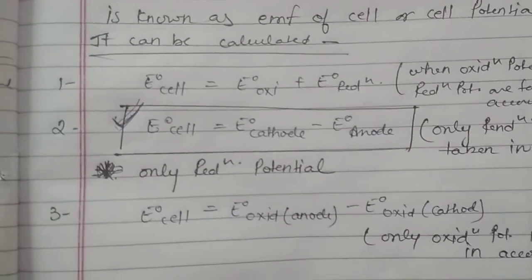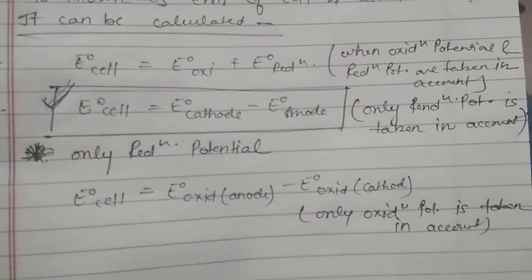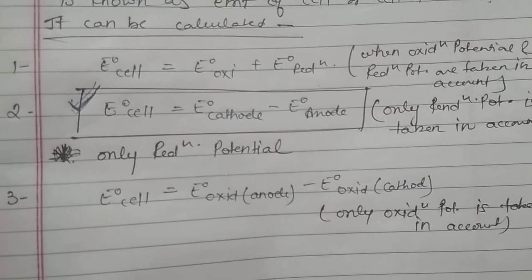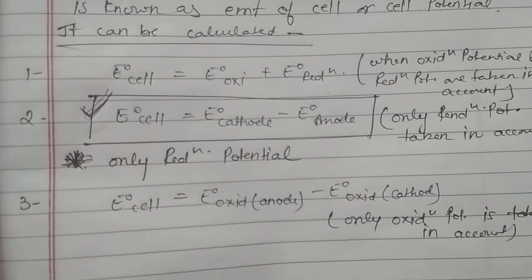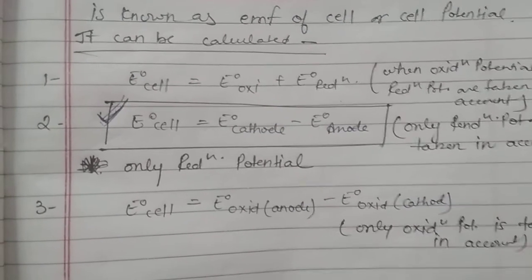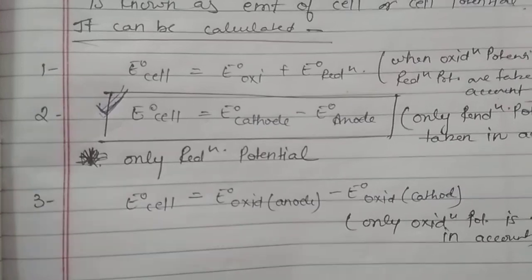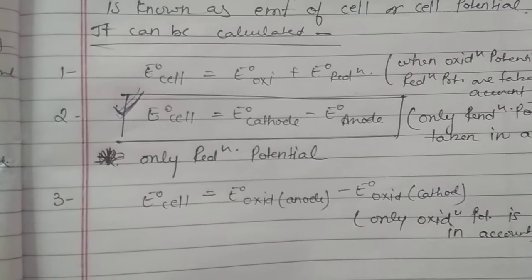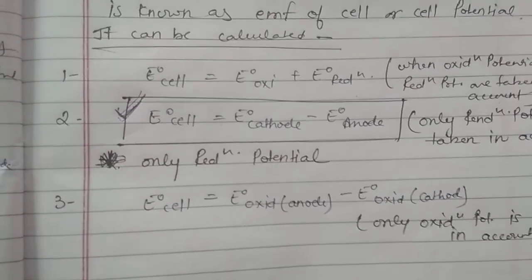Tomorrow we will discuss the electrochemical series. We will learn the electrochemical series. We will see the difference between the EMF of the cell and the potential difference. We will see the difference between the electrolytic cell and the galvanic cell. Thank you.